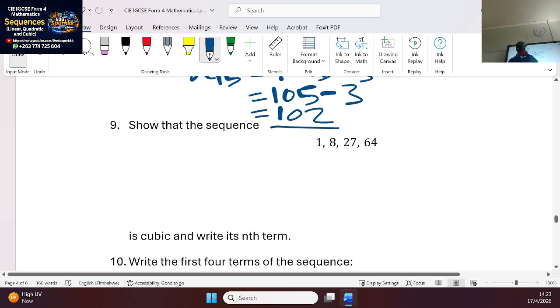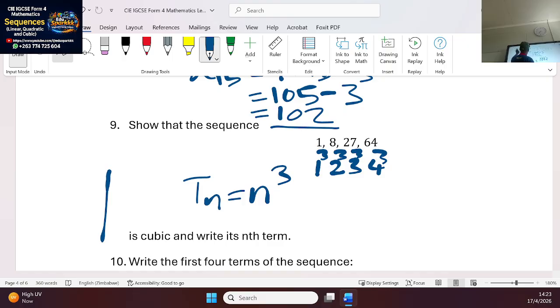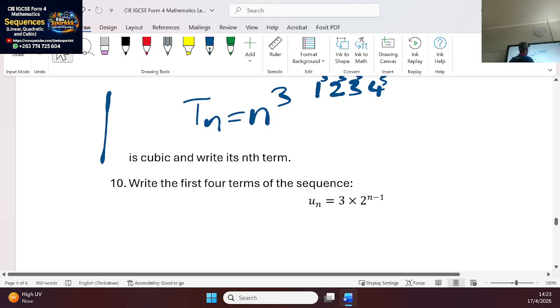Show that the sequence 1, 8, 27 is cubic. Well, if I want to show that it is cubic, my positions are 1, 2, 3, 4. If I cube my positions, well, I get the respective terms. So my formula is going to be Tn equal to n cubed.